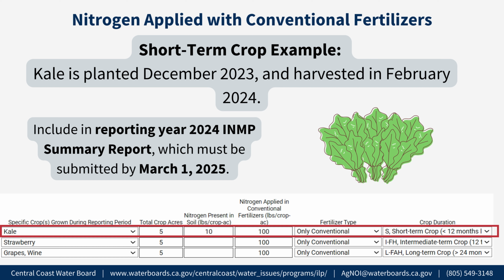For example, if a kale crop is planted in December 2023 but harvested in February 2024, that kale crop must be omitted from the reporting year 2023 INMP Summary Report and instead included in the reporting year 2024 INMP Summary Report, which must be submitted by March 1st, 2025.